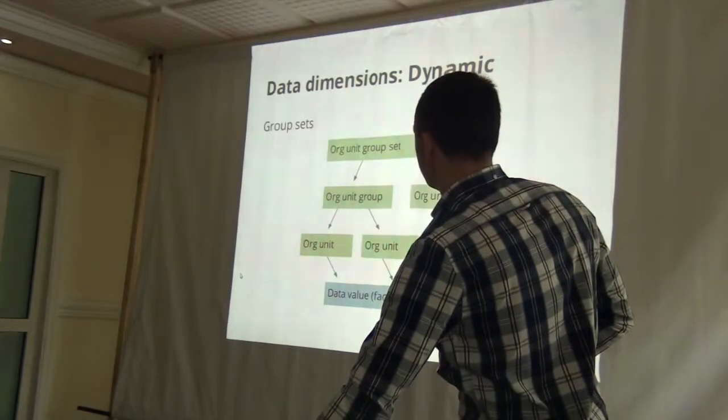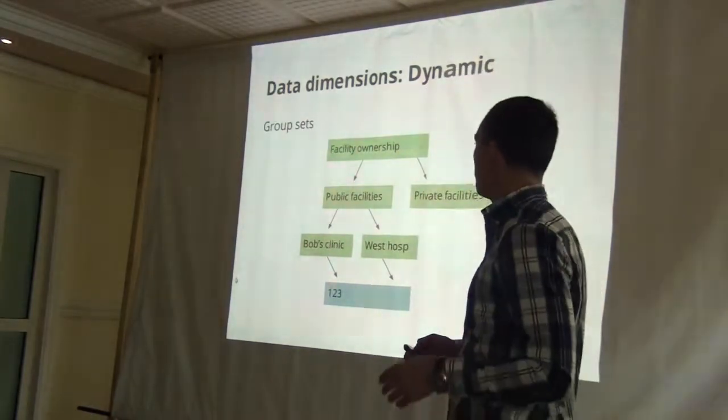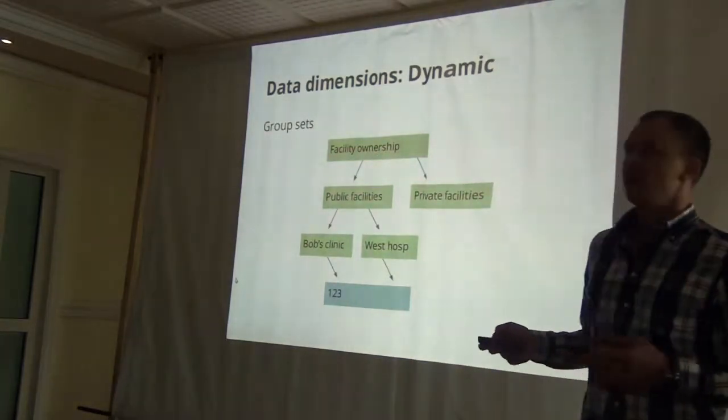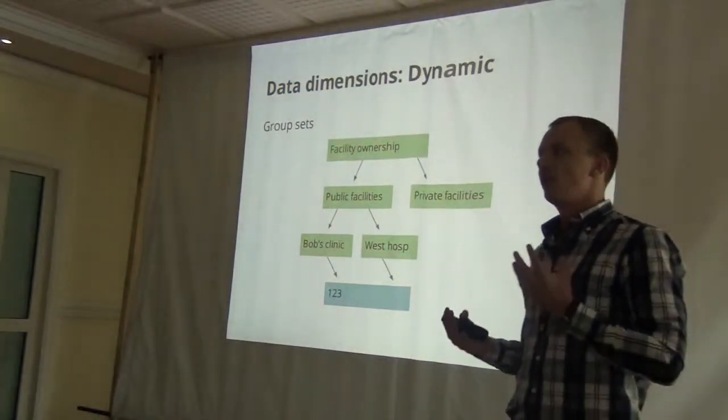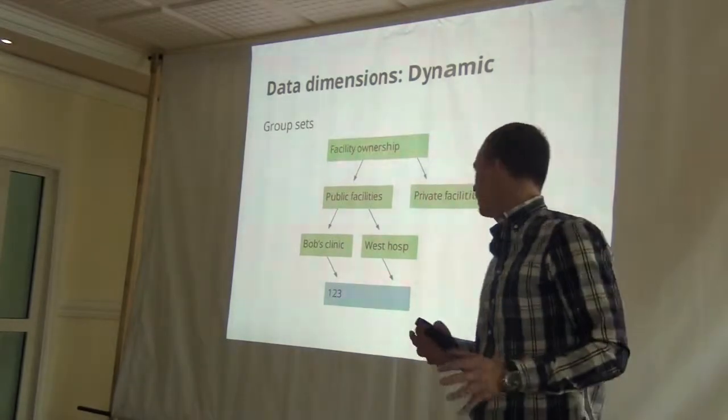So as an example, we can make a group set called facility ownership. So we want to make something for classifications of the ownership of facilities.